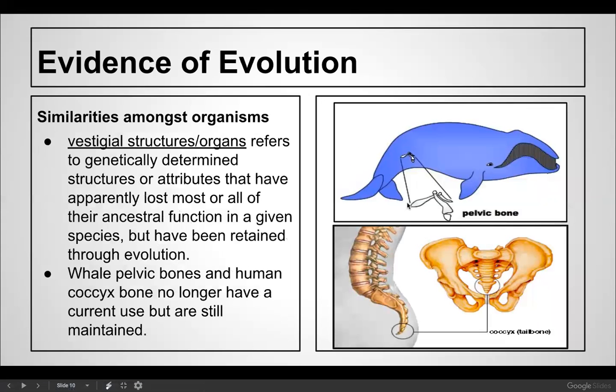Vestigial structures or organs, right? These are genetically determined structures or attributes that have apparently lost most or all of their function in a given species, but have been retained through evolution. So why is there a pelvic bone in a whale? Same thing with snakes. If they had legs at one point, then they would need that pelvic bone. The whale pelvic bone and human coccyx bone no longer have a current use, but are still maintained.